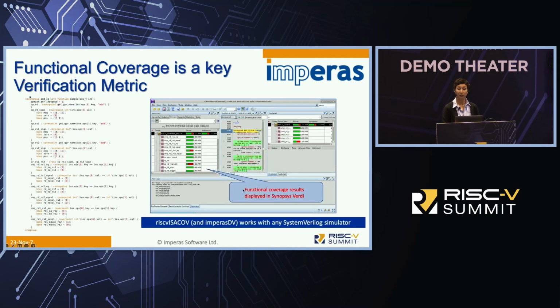Okay. Imperas RISC-V ISACOV is delivered as SystemVerilog source code, and it requires a SystemVerilog simulator to collect, merge, and display the coverage results. And the image on the right shows ISACOV data being displayed in the Synopsys Verdi tool. However, it can be used with any simulator that supports the SystemVerilog standard. The coverage code has been architected to be extendable by the user, making it easy to add coverage of custom behavior or microarchitectural implementation.